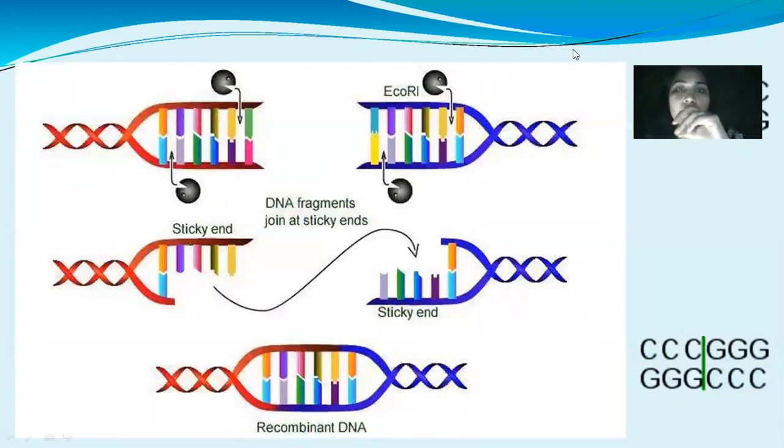Over here they have shown how the sticky ends are produced. EcoR1 is the enzyme which will cut the DNA over here. It will cut this part and this part, and it will make the flanking regions. The overhanging regions are also called flanking regions or the sticky ends. So the DNA fragments join at the sticky ends. You can join these sticky ends again, and we can make a recombinant DNA.